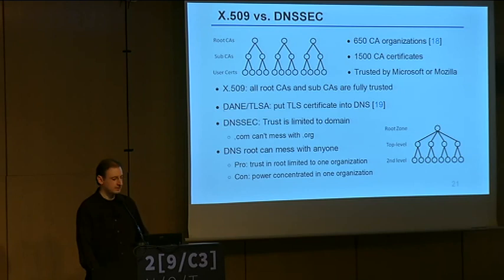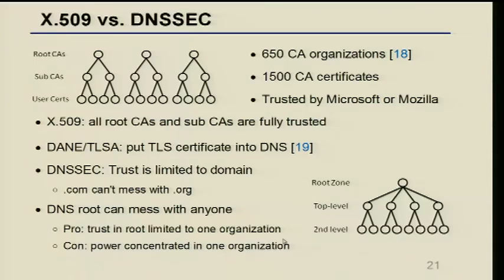Now, what could change with DNSSEC? With DNSSEC, there is an RFC called DANE TLSA, and you can put TLS certificates into the DNS. With DNSSEC, trust is limited to one domain, so the COM top-level domain can't mess with the org top-level domain. However, the DNS root can mess with anyone. So the pro is the trust in root is now limited to one organization instead of 600 CA organizations with X509. The con is this organization gets very powerful, and it's ICANN. So I don't know whether this is a good idea. At least it's an alternative to X509.